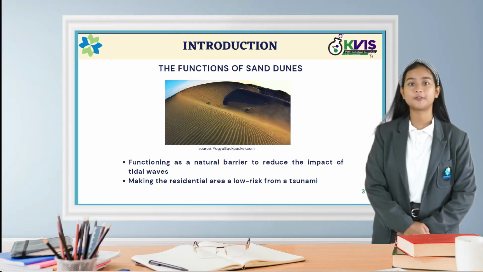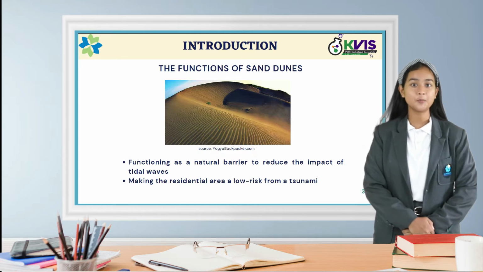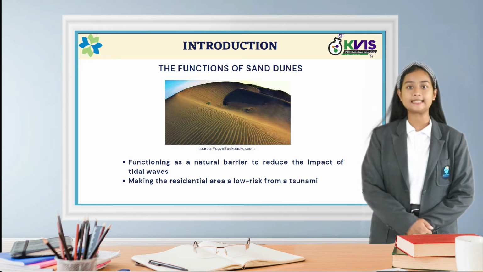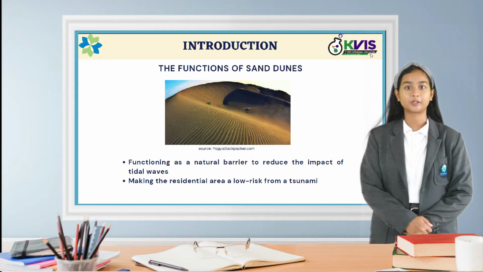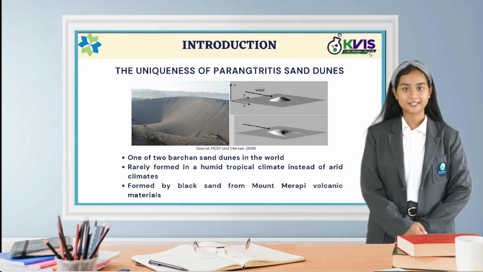First, let us begin with the introduction. Generally, sandun is a typical landform that is formed upon the beach, and you may have heard several types of it. It plays an important role to act as a natural barrier to reduce the impact of tidal waves and make the residential area low risk from a tsunami. In this research, sanduns in Parangtritis, Yogyakarta, Indonesia was identified.